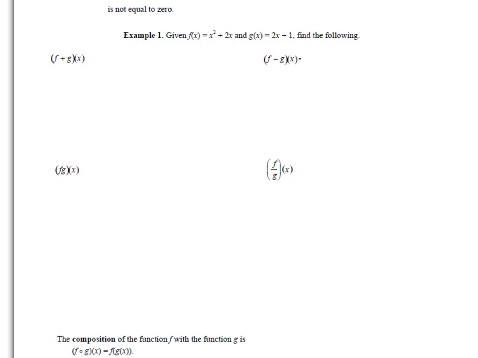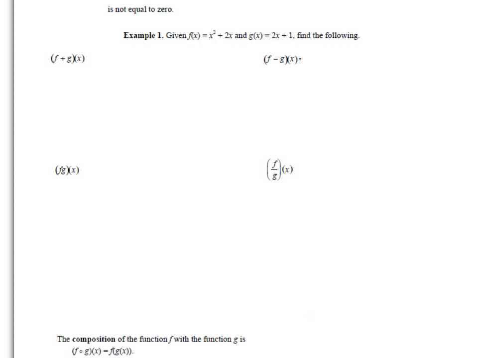Now when I multiply these out, I'm going to go ahead and use the box, and the box will look something like this. When I multiply this out, I get 2x to the third, and then 2x times 2x is 4x squared. X squared times 1 gives me x squared, and 2x times 1 is 2x. Combine like terms and I get the following. I can combine the 4x squared and the x squared, and I get 5x squared. So fg of x is 2x to the third plus 5x squared plus 2x.